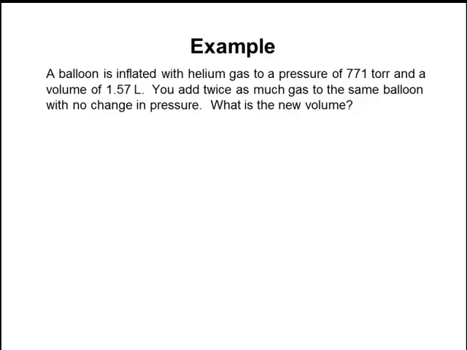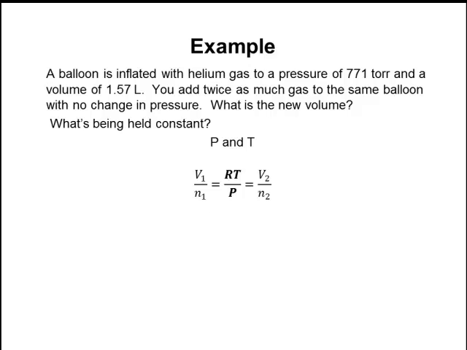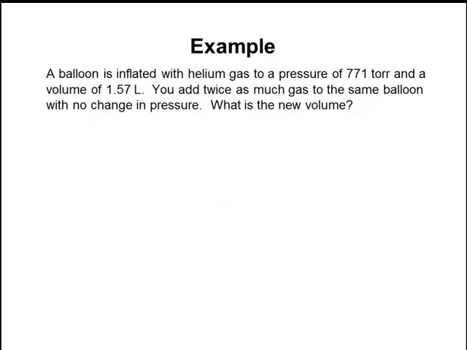All right, let's look at another example here. I'll let you read through the specifics of it. So, what's being held constant in this case? Well, pressure and temperature are being held constant. So let's get our derived equation. Let's plug our values into our derived equation. Now, the tricky part here is we have volumes, we don't have moles. All we know is the number of moles are going to be twice as much. So if that's the case, then we just throw in 1 mole and 2 moles.